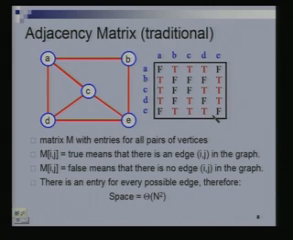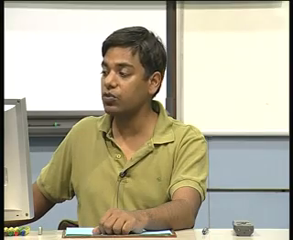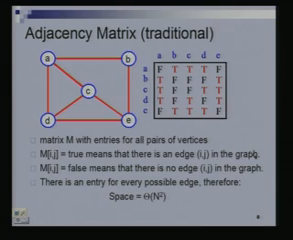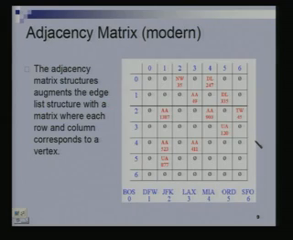It's also quite efficient in a certain sense. Let's see. Adding a vertex would mean creating a new row and a new column. So it's order n time. Yeah, order n.